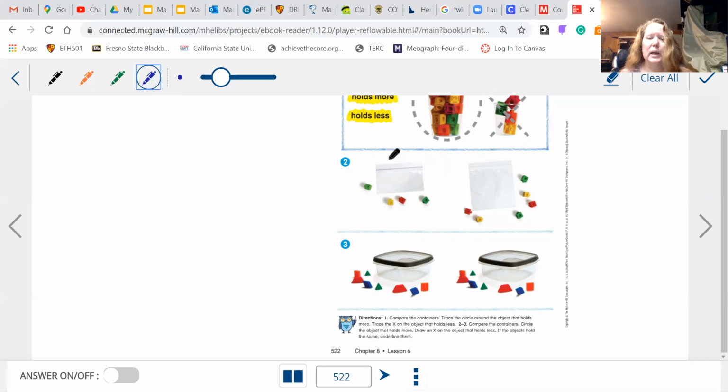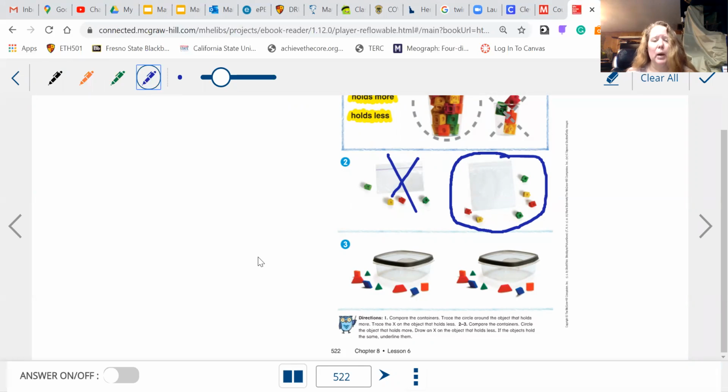And I would say this one holds less. So I'll put my X here. And this one holds more. And there's my circle. All right. Now the second half of the directions said to underline it if it would hold the same amount. So do these 2 containers appear to be the same? Yeah, they do to me. So I'm going to put an underline here and an underline here.